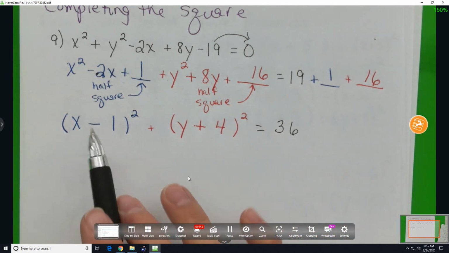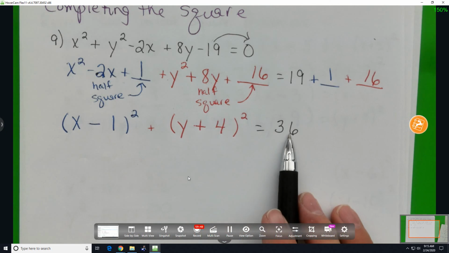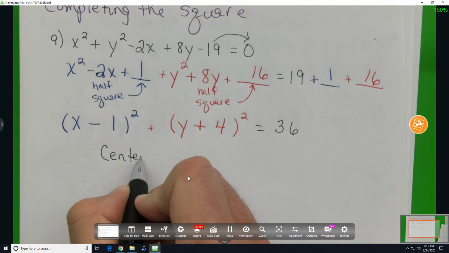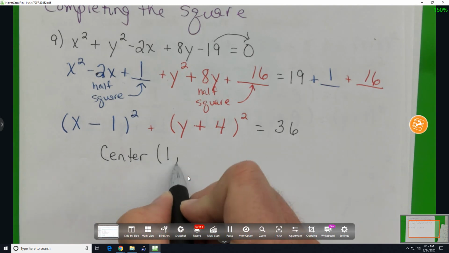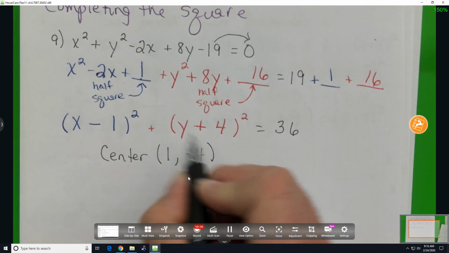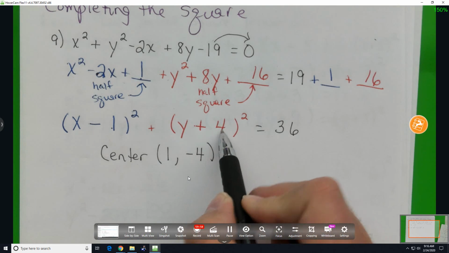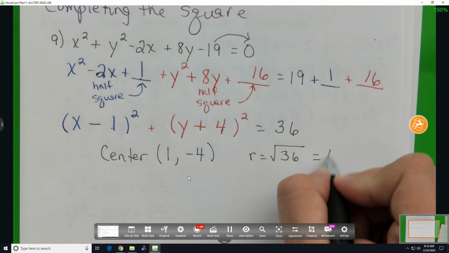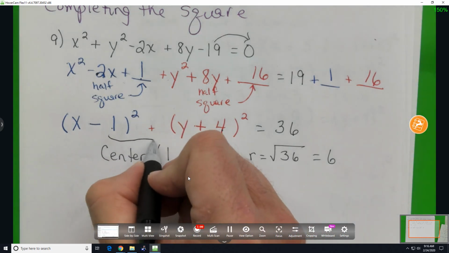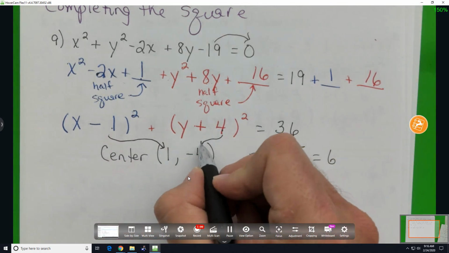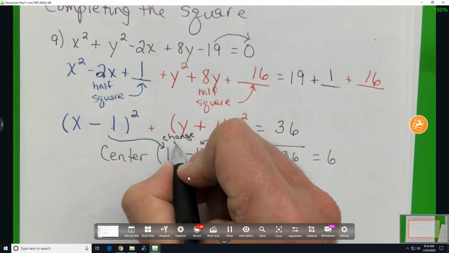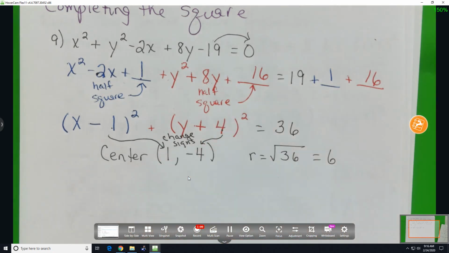Is it ready to do change the sign, square root? Yeah, the center is positive 1 and negative 4. That's the change the sign. The radius is 6. Perfect. Changing those signs.